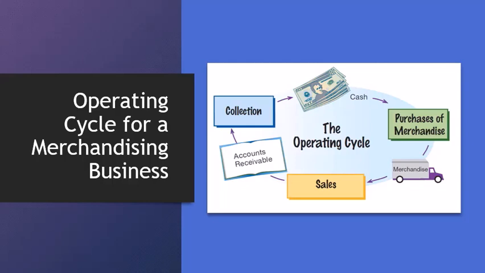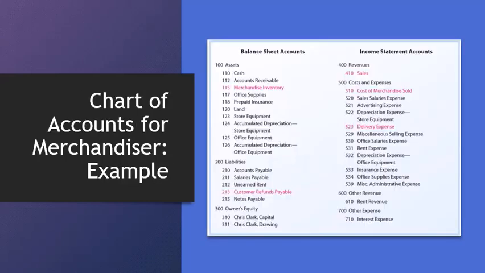They then sell that merchandise to a customer. They may sell on cash or they may sell on credit. Most businesses sell on credit. If they sell on credit, they then in turn have to collect on their receivables in order to convert that back to cash. Now, here's an example of a chart of accounts for a merchandising business.